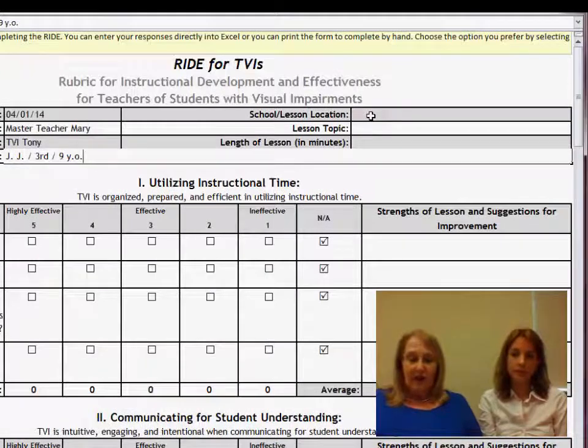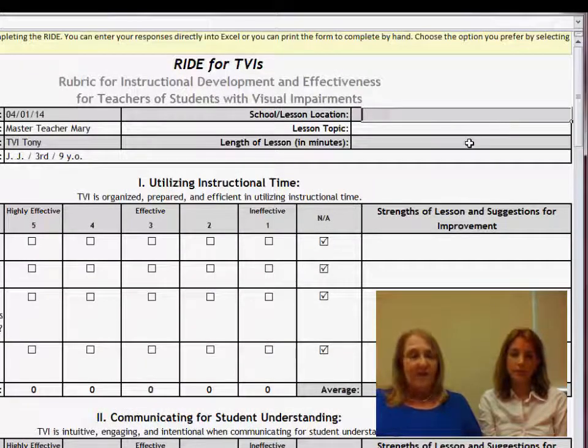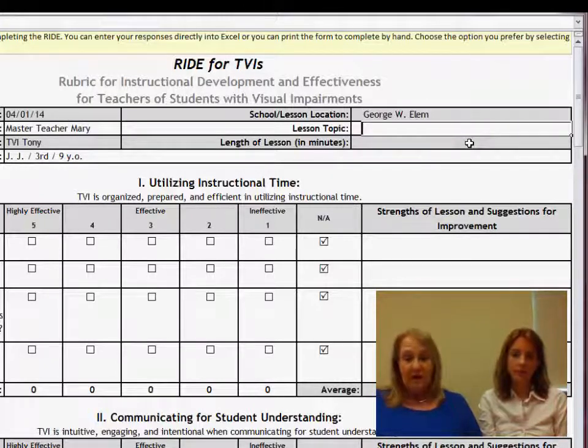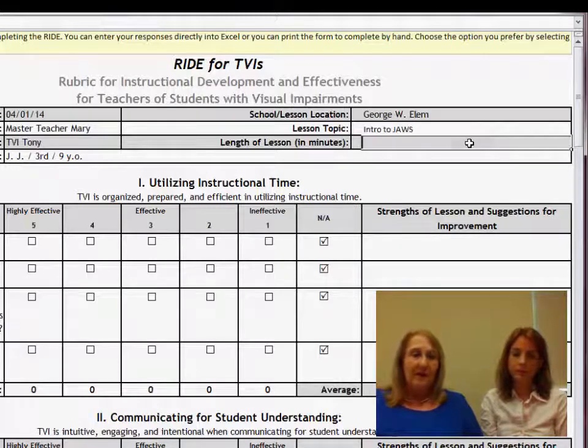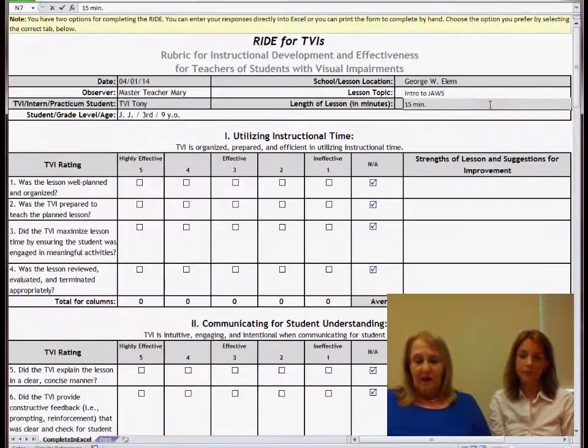The school, the lesson location, the lesson topic, and that could be something really brief. It could be an introduction to JAWS, working on communication with the calendar system, teaching dressing skills, whatever the topic is for that lesson. And then the length of the lesson in minutes would be filled in probably at the end of the lesson, unless you absolutely know what that amount of time is. And then we're going to look down the left column.